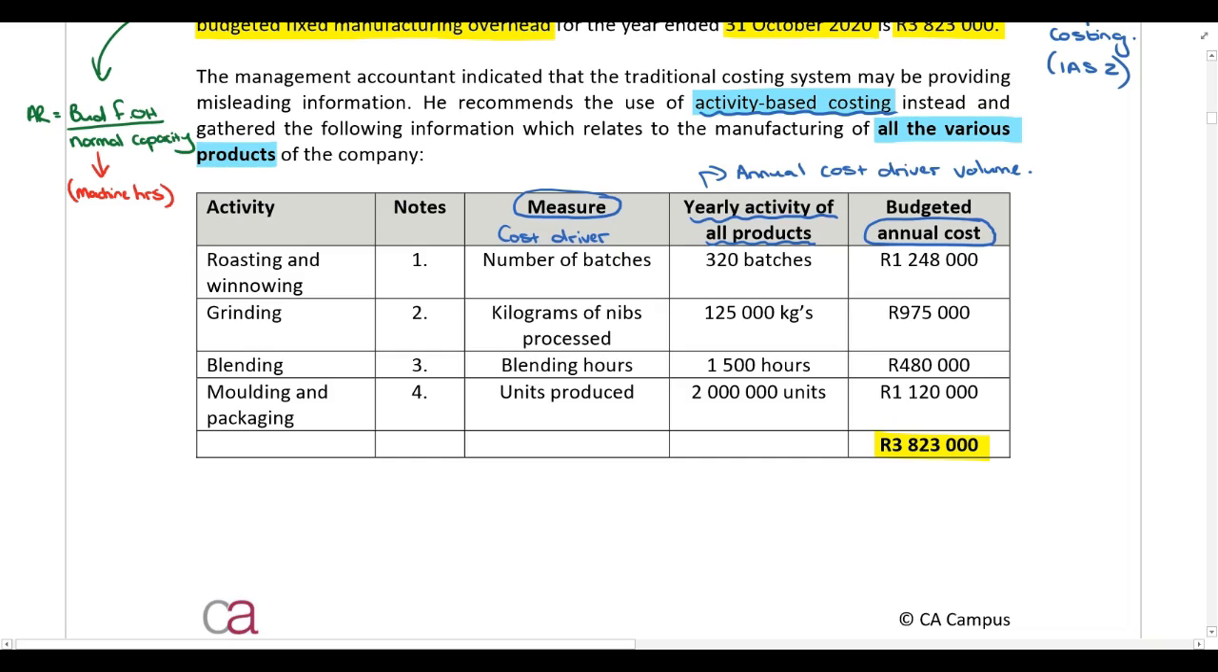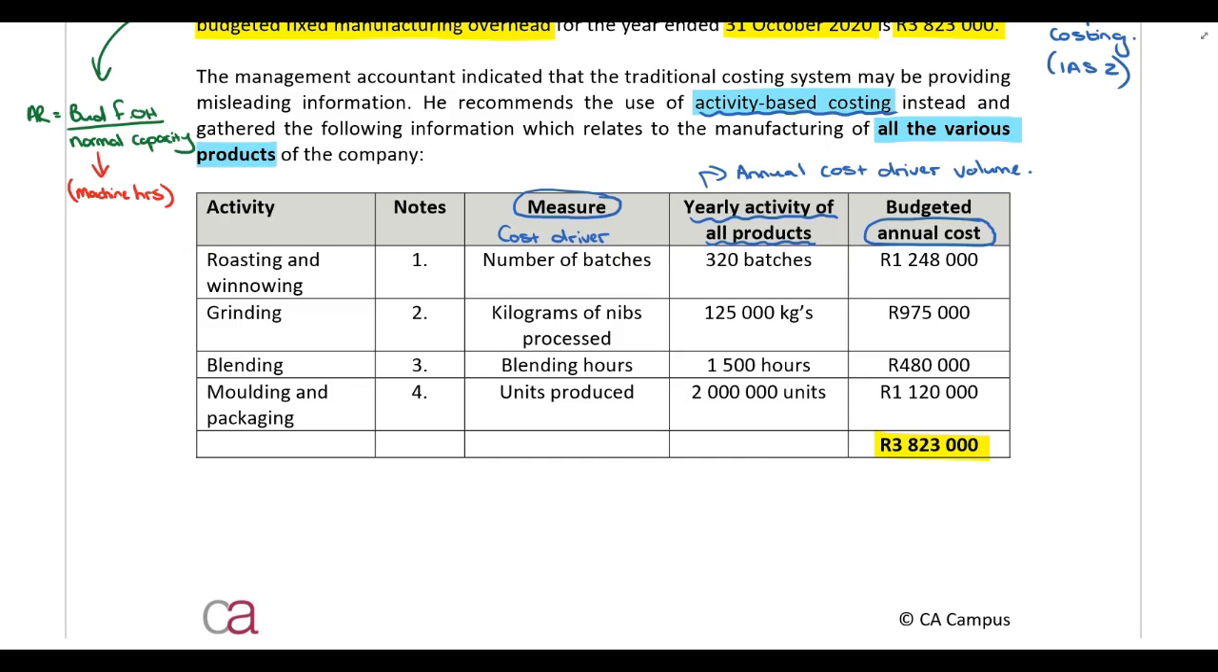All right, and then finally, once you have all of that information, in the last column, you calculate the activity rate. Now, to save a bit of time, because this is a very simple calculation, you've been provided with all of the information. You've been given the activity, you've been given the cost driver, you've been given the annual cost driver volume, and you have also been given the budgeted annual cost. You've been given all of that information. You don't need to determine appropriate cost drivers. You don't need to calculate annual cost driver volumes, which you normally need to do in other questions.